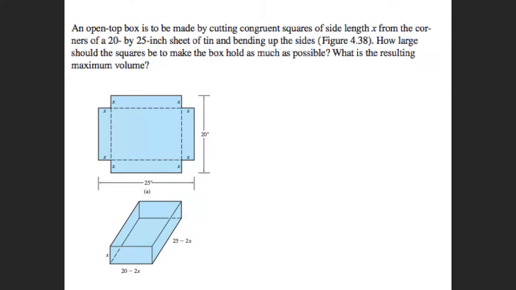Let's try an example. So here's an example. It says an open top box is to be made by cutting congruent squares of side length x from the corners of a 20 by 25 inch sheet of tin and bending up the sides, as in the figure. How large should the squares be made to make the box hold as much as possible? So what we're trying to do is we're trying to maximize the volume here.